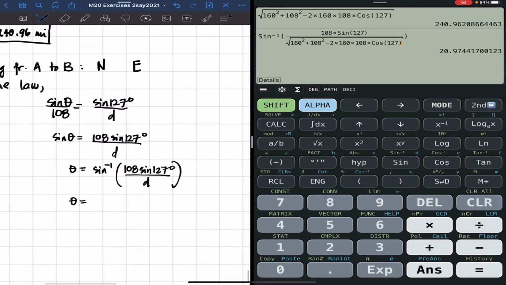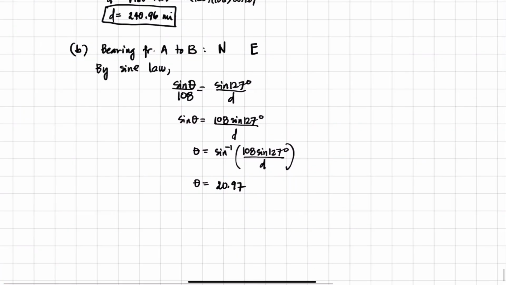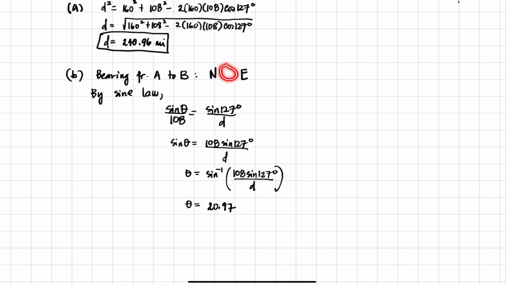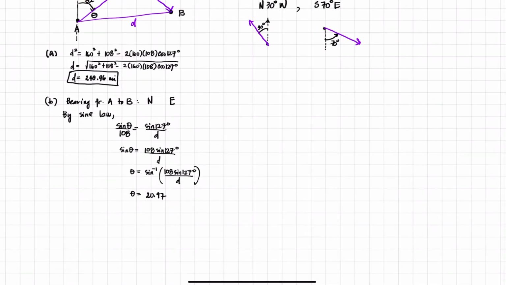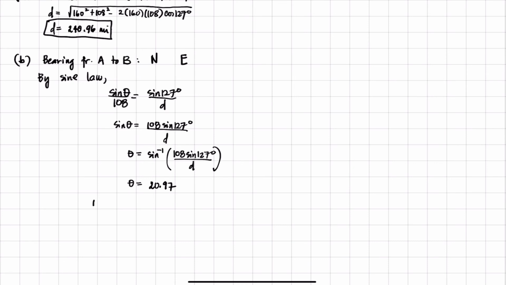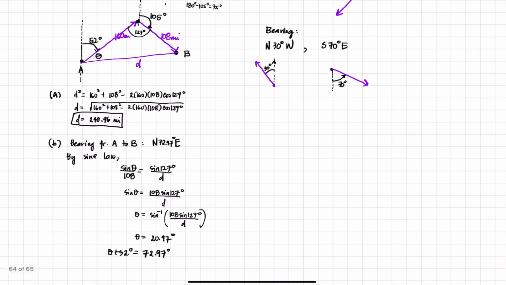Ayan, so ang theta mo is roughly 20.97. Pero hindi pa yan yung answer kasi ang ilalagay mo dito ay theta plus 52. So, theta plus 52 is 72.97 degrees. So, ang bearing mo from A to B is 72.97 degrees. Okay? So, kung gusto mong direkta from A to B, measure ka lang ng A.